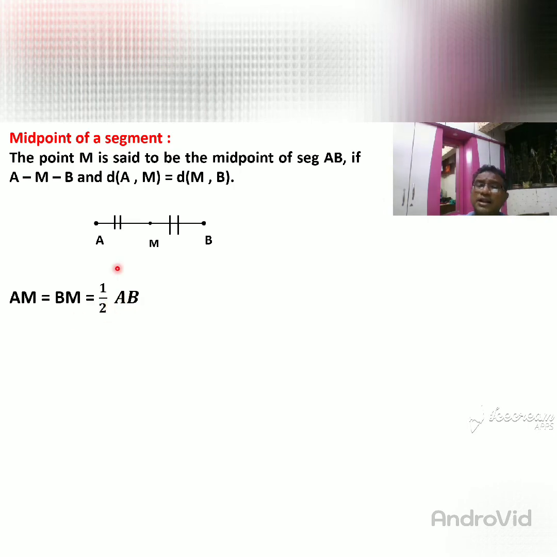Why is it 1/2 the length of AB? Because M divides this segment AB into two equal parts. One is AM, another is BM. Is that clear? So AM is equal to BM, which is equal to 1/2 AB.